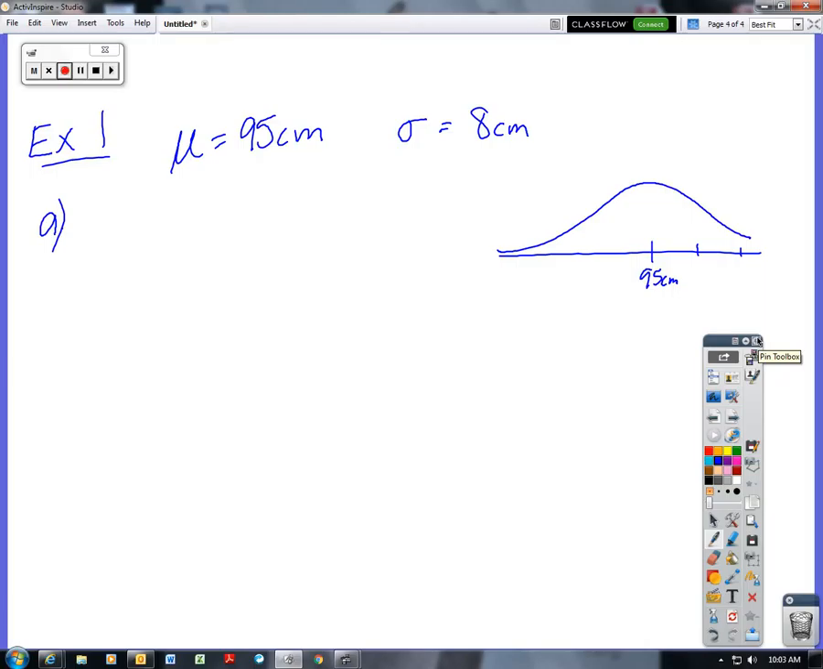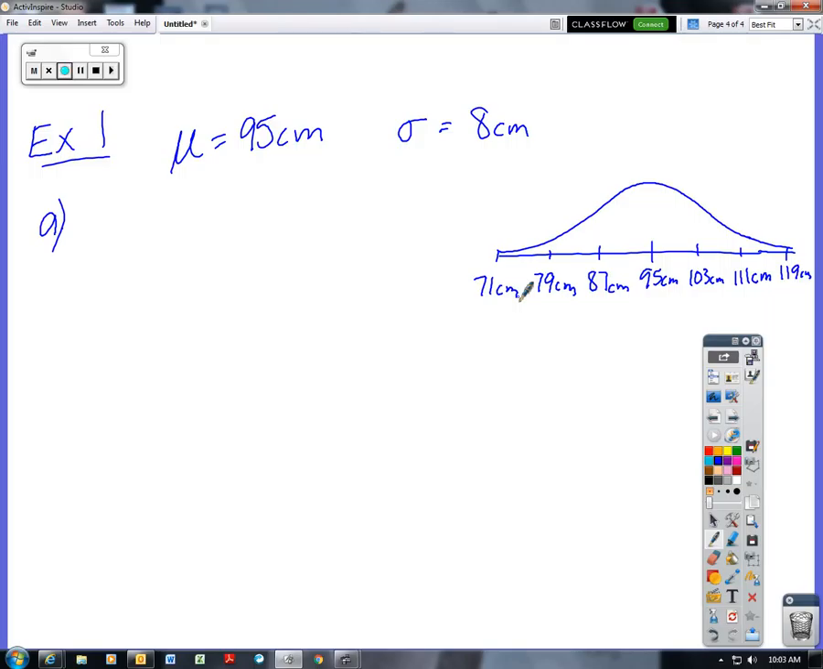95 plus 8 will give us the next one, so that's 103. And then 8 again, 111. That's one standard deviation, 2 standard deviations, so it goes out some more, 3 standard deviations, so plus 8 again. And then minus 8 is 87. And then minus 8 again is 79. And then minus 8 again is 71.